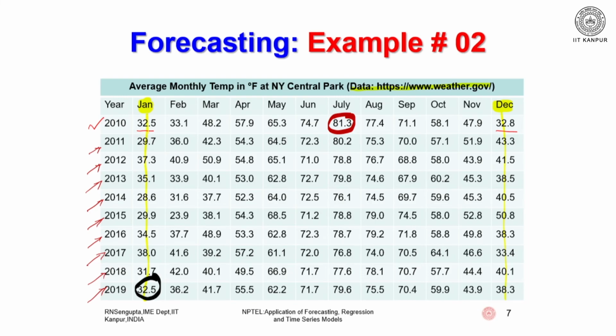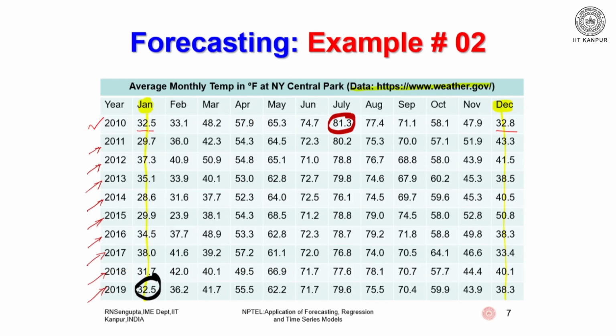So, we will check that for January, for all the years, this is the temperature and what is the fluctuation. If I consider January starting from 2010 to 2019, the values are fluctuating, and in 2017 January temperature was 38. Similarly, for February, which is the third column, the February temperature for 2010 was 33.1 and it goes on, and in 2019 it was 36.2. The maximum value you are getting is for the year 2018, which is 42.